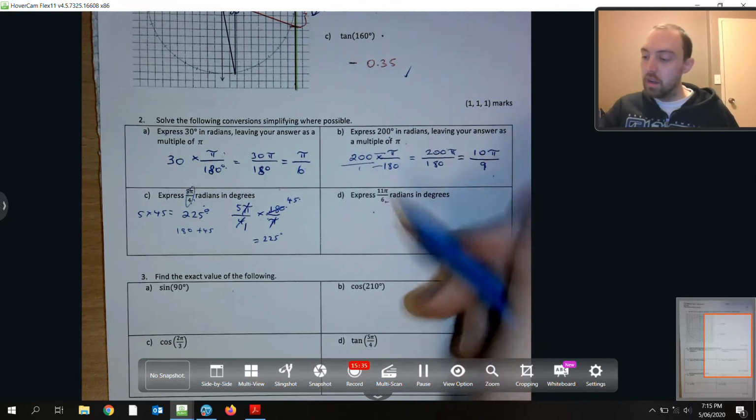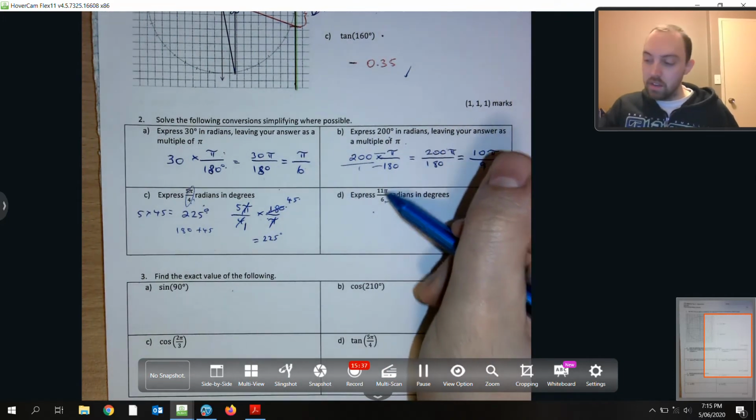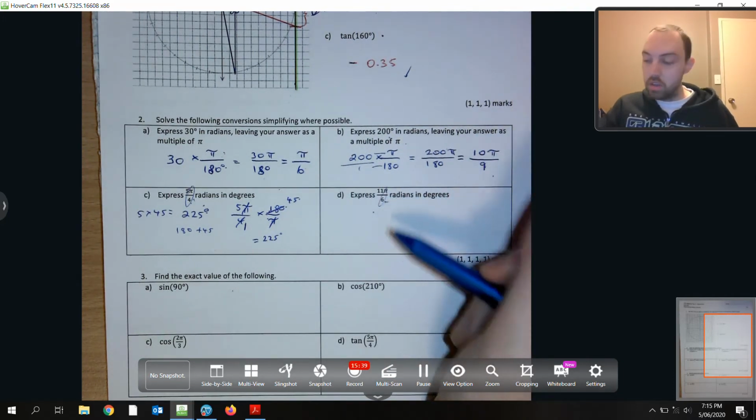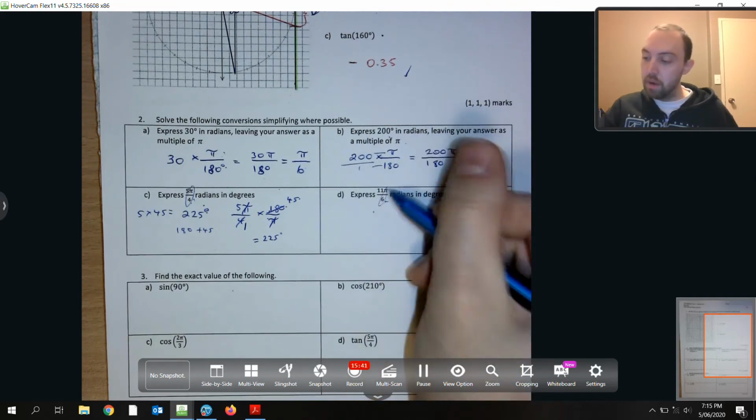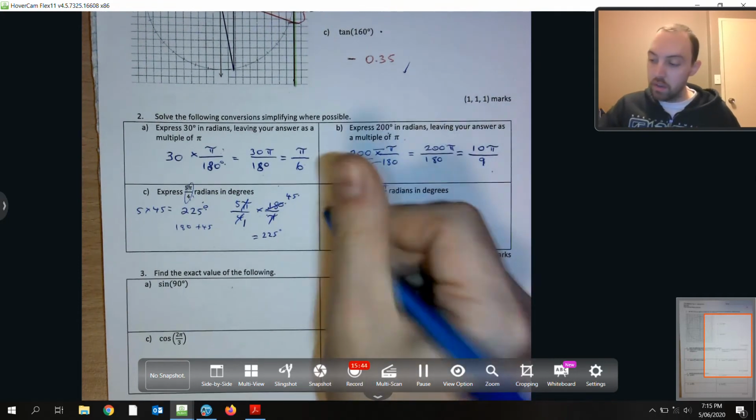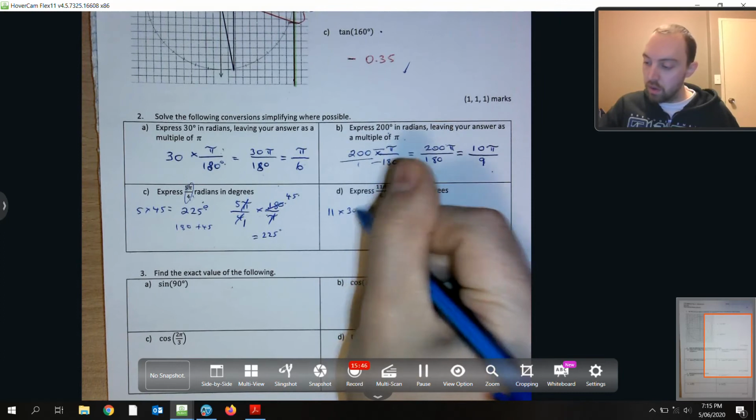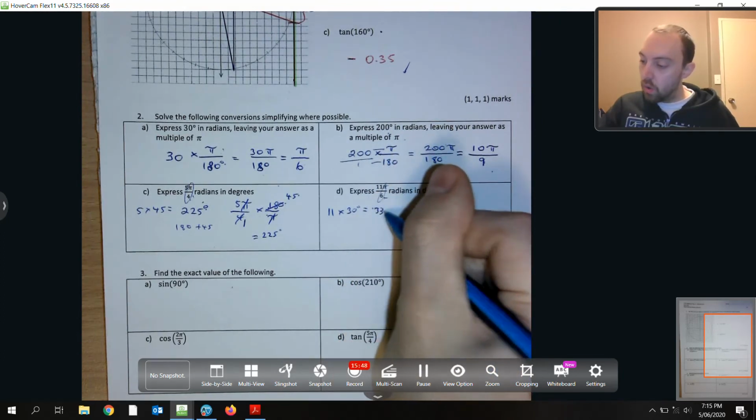Same idea, but I reckon it's easier to remember the denominators and pair them up. So pi on 6 is 30 degrees. We've got 11 lots of 30 degrees, or 330.